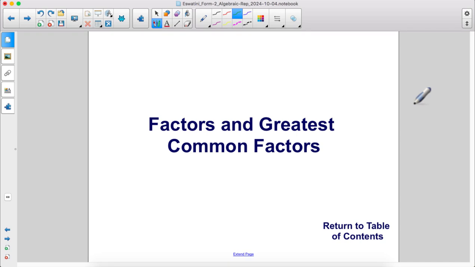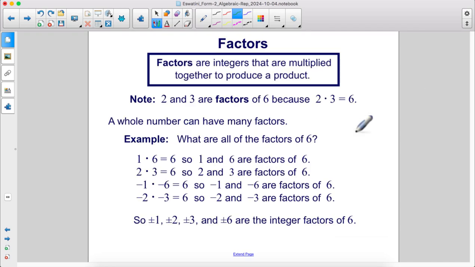Factors and greatest common factors. Factors are integers that are multiplied together to produce a product. 2 and 3 are factors of 6 because 2 times 3 equals 6. A whole number can have many factors. What are all of the factors of 6?